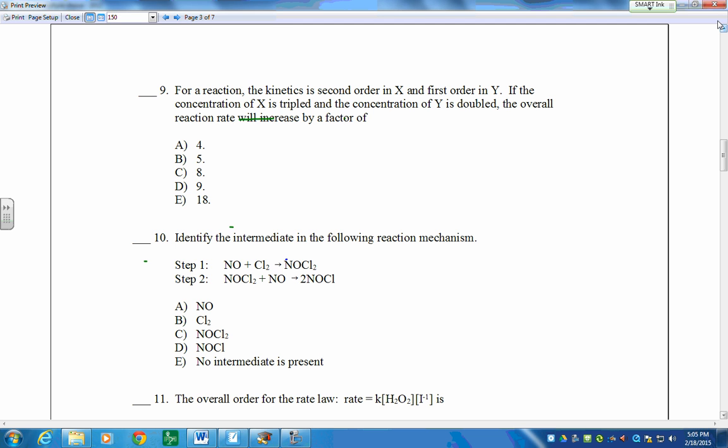So here we go. Here's 9. For a reaction, the kinetics is second order in X and first order in Y, period. And so let's just do this. On trial 1, make them both 1. So this is K times 1 squared times 1. So this is 1K. And then X is tripled.